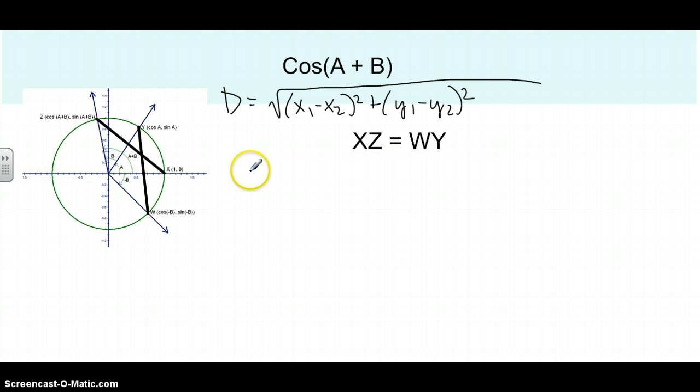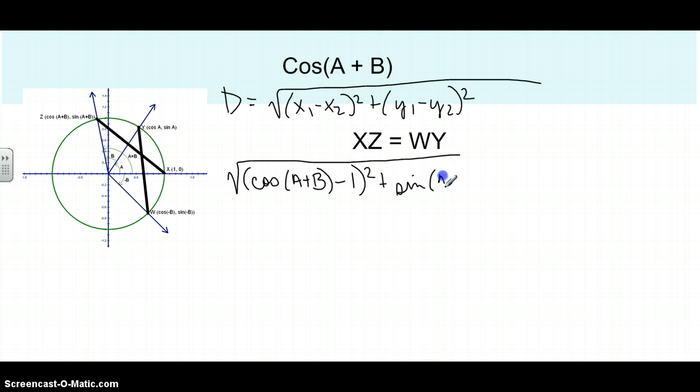Now the left hand side of my equation is xz, and that's going to use this coordinate, and over here the coordinate 1, 0, and I'm just going to substitute in. So I have the square root of cosine of A plus B minus 1 quantity squared plus sine of A plus B minus 0 quantity squared. That is the left-hand side.